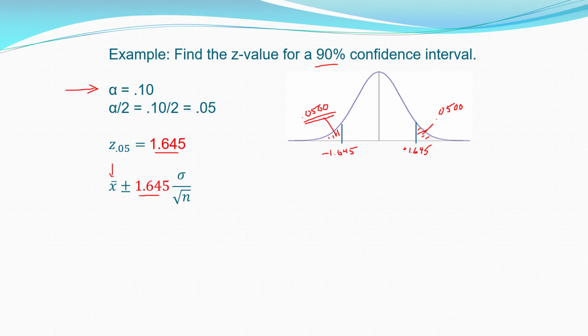X bar is going to be a value we get from our descriptive statistics. We don't know sigma. We'll plug in a value of S, and we'll know the sample size, or what Excel calls the count. And so it's a math game. And I'll talk about how Excel does the math a little bit later.